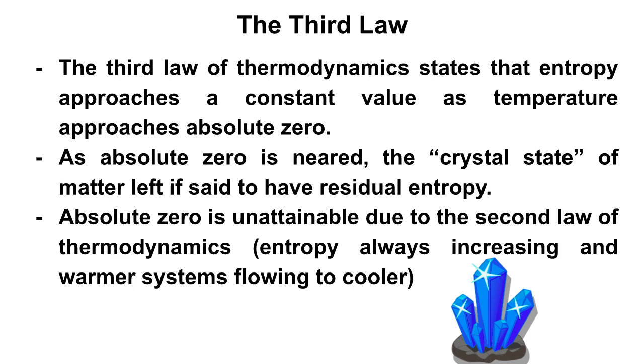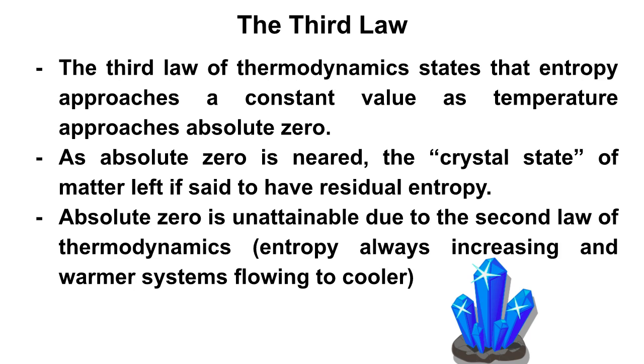entropy will approach a constant value as temperature approaches absolute zero. So the closer you get to absolute zero, your entropy has to come close to a constant value, which means you're essentially going to have to freeze your entropy and no longer allow it to grow. And this is obviously a difficult suggestion to grasp because we just got finished talking about how the entropy will constantly be increasing in a system with the second law of thermodynamics supported by the Zeroth law.